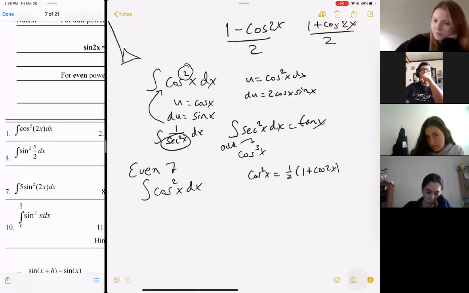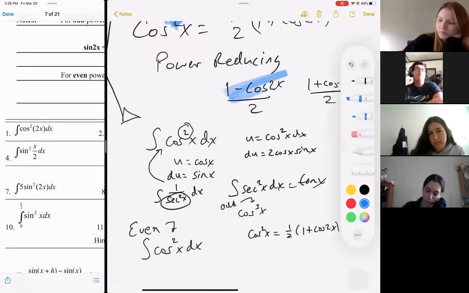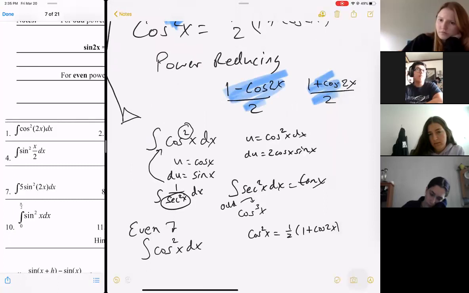Now, just for your memory's sake, how do you know which one to use? If you look at it up here, they both look so similar. But you notice one's a positive and one's a minus. So if you remember, the general way is 1 plus or minus cosine 2x over 2.